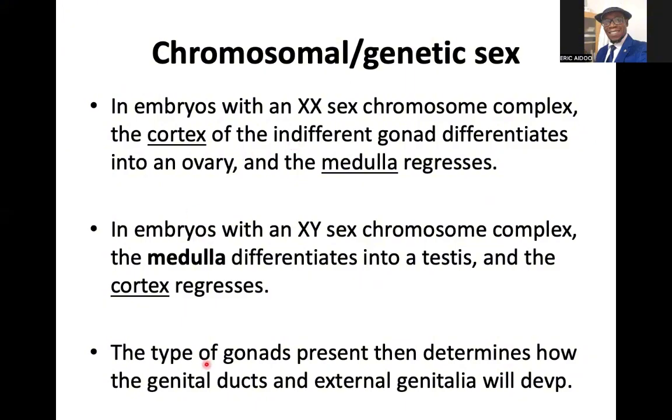So the presence of this X and Y chromosome will have an influence on how the gonad, which is quite naive at that time, or what we call the indifferent gonad, will progress, whether it's going to progress to form an ovary or a testis. Then, once the gonad finds its direction or bearing, as in going towards the male or female, that will also determine how the genital ducts and the external genitalia will develop. So we will look at genital ducts and external genitalia.